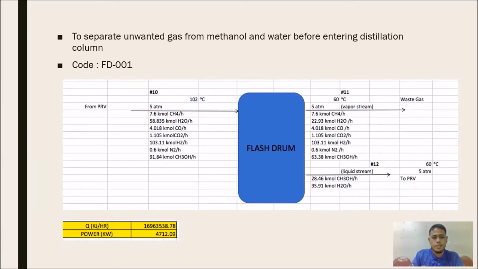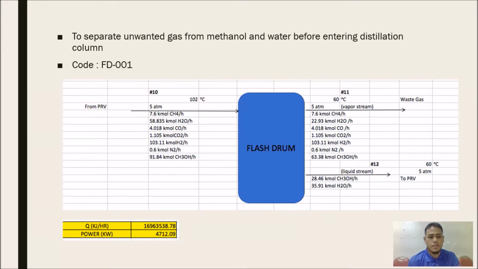Next is the flash drum unit. The flash drum's function is to separate unwanted gas from methanol and water before entering the distillation column. When the input gets into the unit, it becomes two outlet streams: the upper product and the bottom product. The upper product is usually the lighter one, in vapor state, and the bottom product is in liquid state, which is heavier. We proceed to the PRV before entering the distillation column.